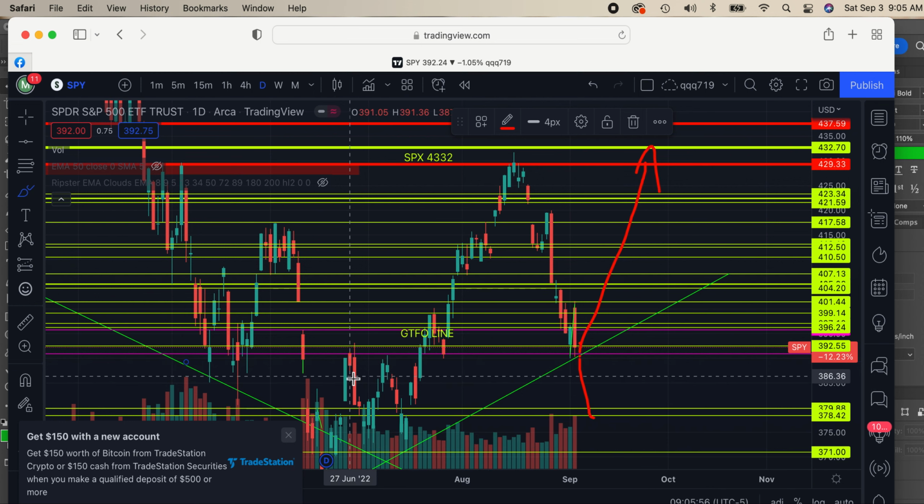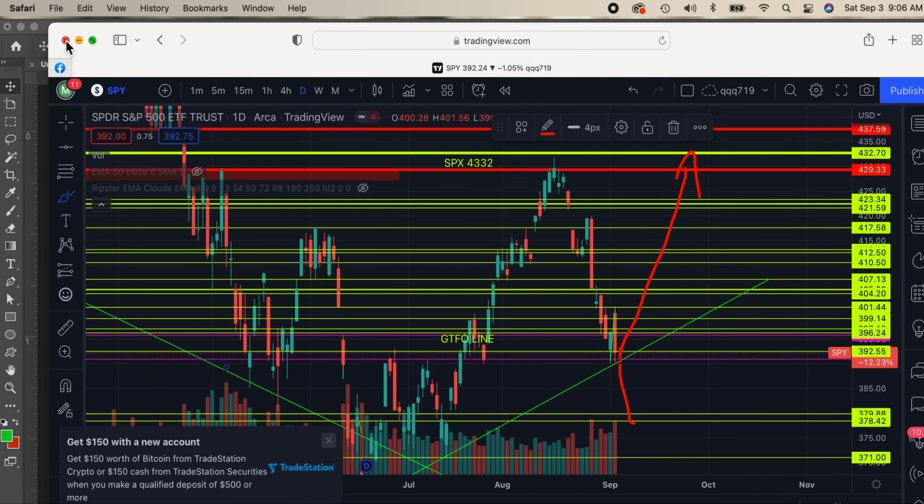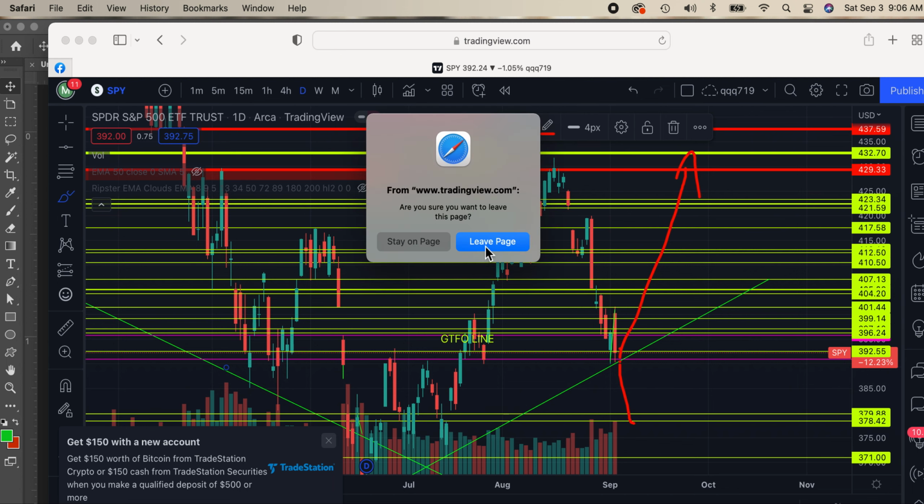So I talked about bottoming tails. You also have solid candles like this, right? So let's do this. How candles work.